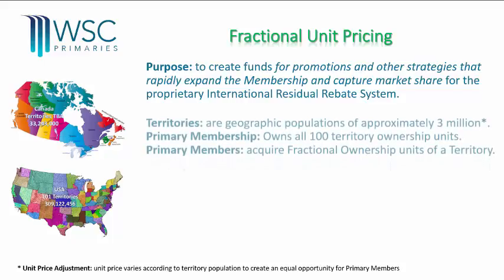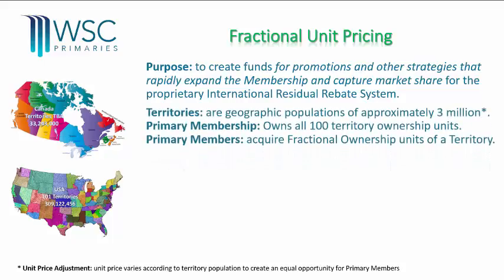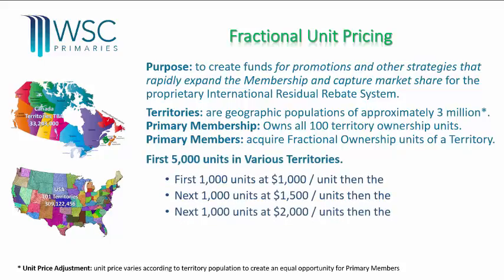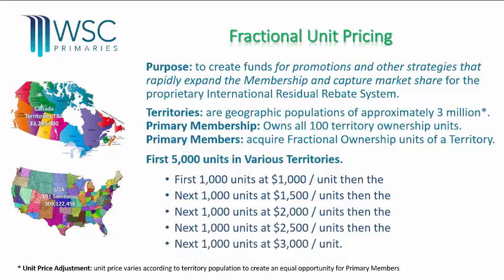So territories have a population of approximately 3 million people. The primary membership owns all of the units in the territory, so they basically own the territory. While primary members acquire fractional ownership or partial units in the territory. Now the first 5,000 units are going to be available in 1,000 group increments. The first at $1,000 per unit, the next at $1,500, and then increase to $3,000, and at 5,000 units we'll reevaluate the pricing for the rest of the territories.